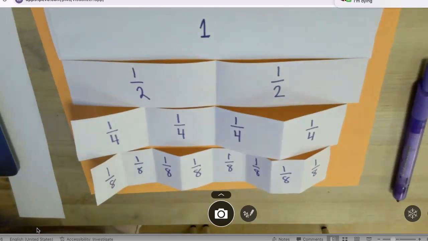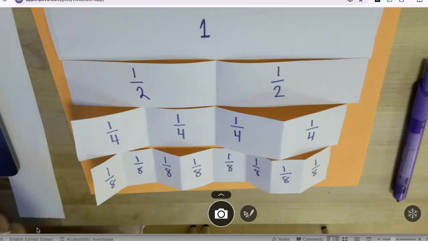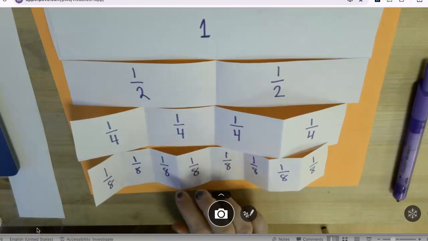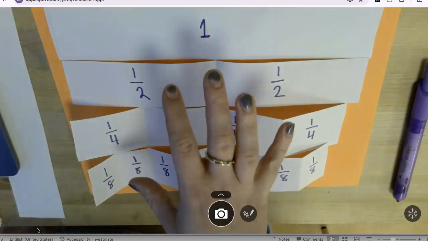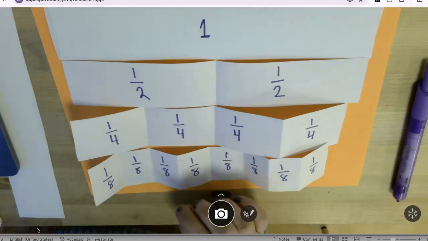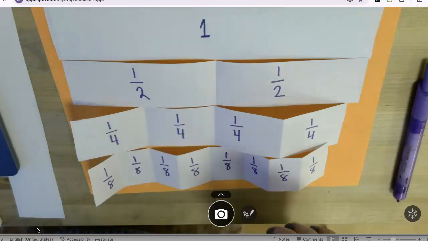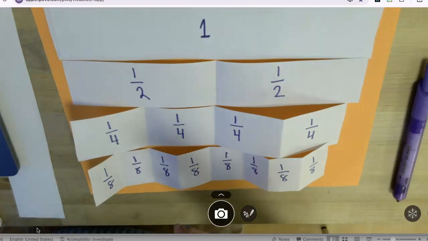So think to yourself, what of these have stayed the same and what have changed? Which fraction strip got more parts? What of the parts of the fraction strips got smaller? What stayed the same? Are there any parts that you could say are equal? Just ask yourself those questions, think those thoughts through.